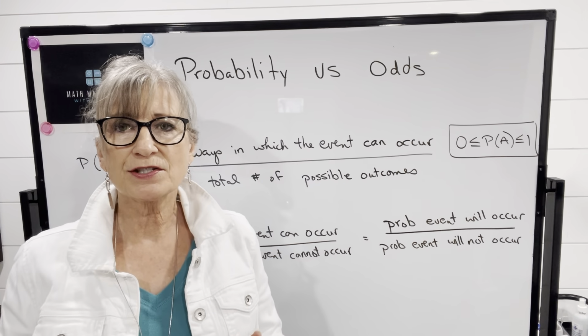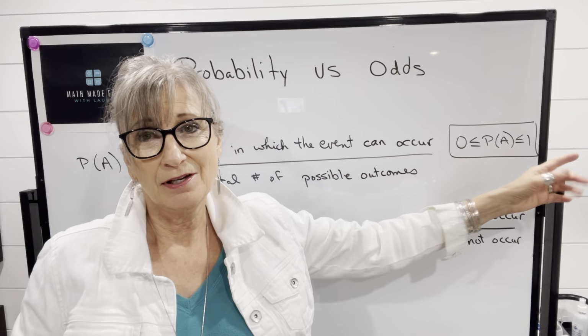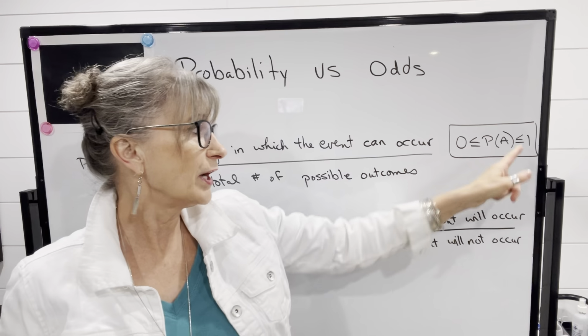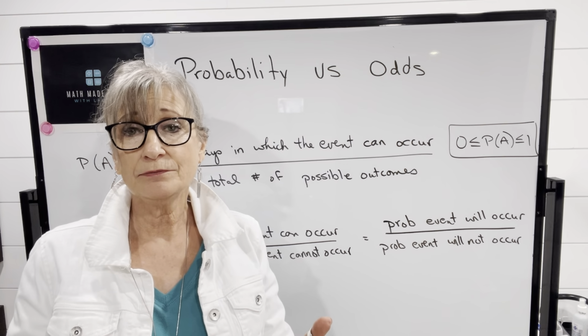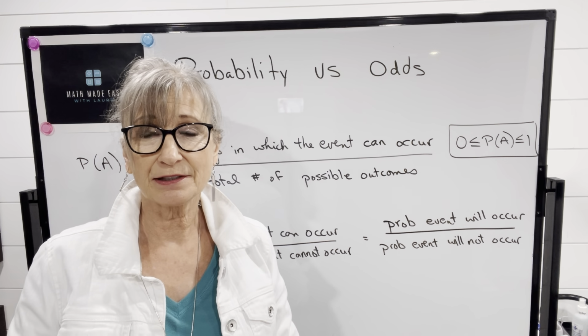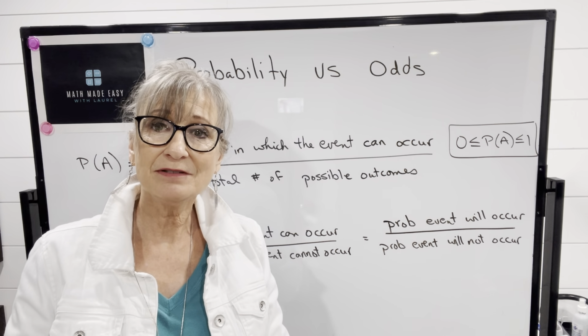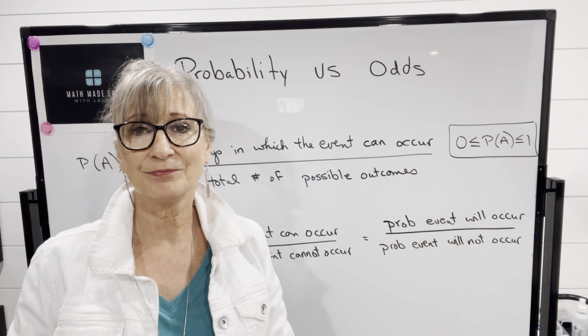The important thing to understand with probability is that it's going to be a number between 0 and 1. 0 means it's impossible and 1 means it's certain. So probability will be anywhere between 0 and 1. And once you have the probability, you could then express it as a percent. So if it was 0.57, that means a 57% likelihood of that event happening.